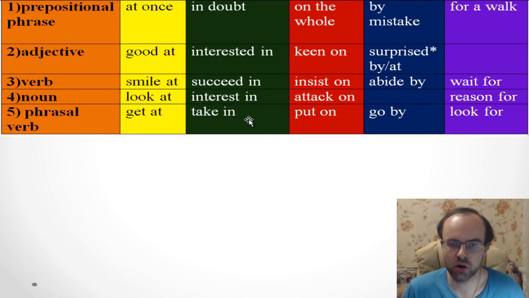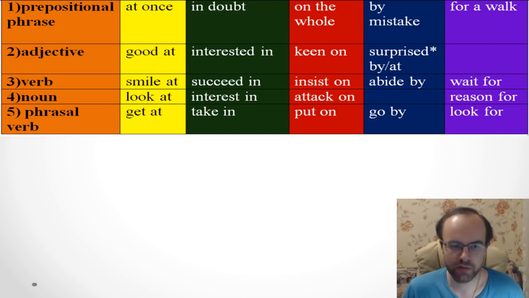It means that he got into trouble. Put on, so he put on warm clothes, so he had them on his body. Go by, so time goes by. It means time passes. Look for, what are you looking for? What are you trying to find?